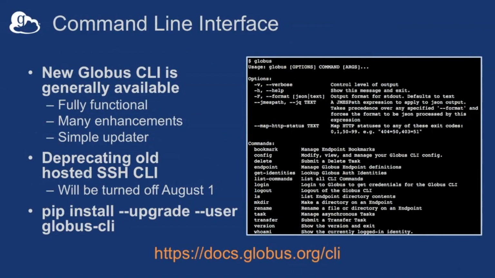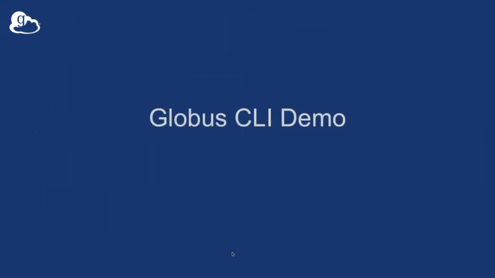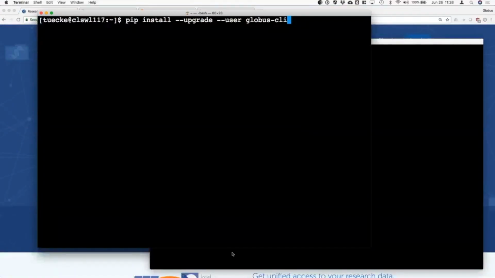That served us well for a long time, but it's really gotten past its useful life at this point. Meanwhile, we've rolled out over the last couple of years a new client-side, pure Python Globus CLI that's now fully functional, with super simple updating and installation. It's literally just pip install --upgrade --user globus-cli, and you're off and running. Here's the URL for it.